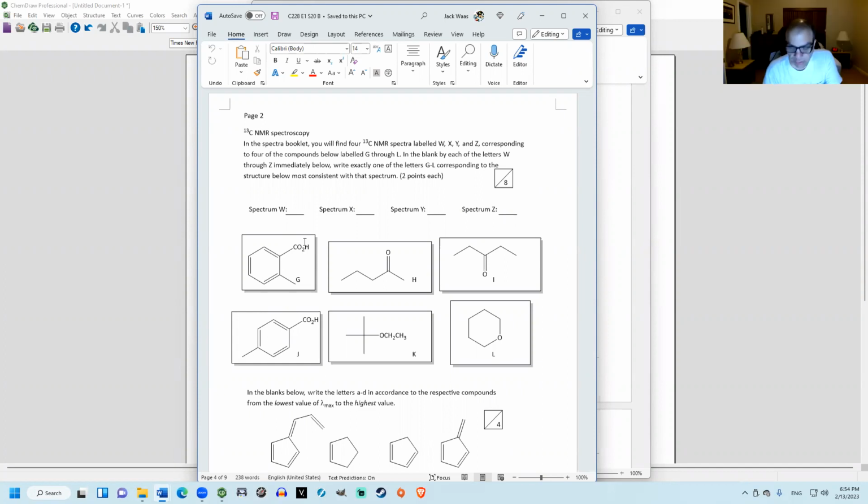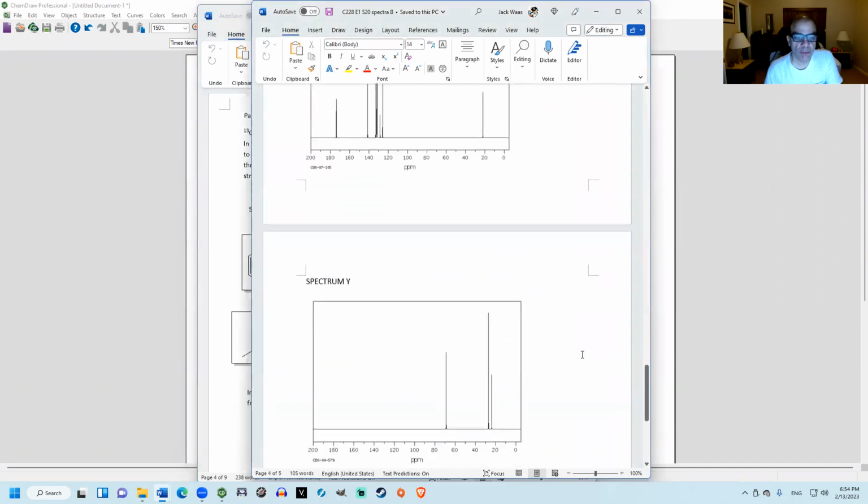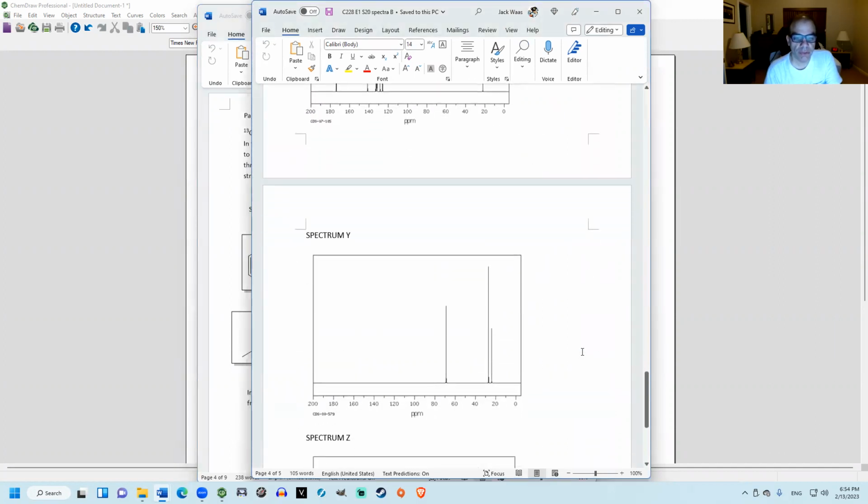So spectrum Y, where's spectrum Y? Looks like there's only 3 types of carbon. And yes, we can tell something about the different carbon types. Maybe these are 2 carbons each. I don't know, but there's only 3 types of carbon. And it looks like 2 of them are in the alkyl range, and 1 of them is bonded to something electronegative.